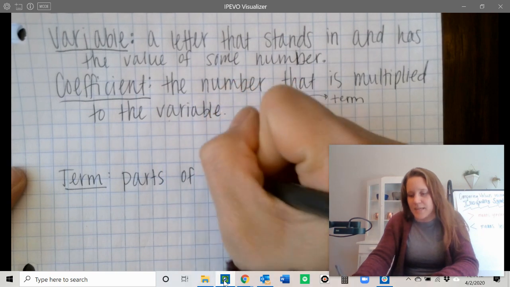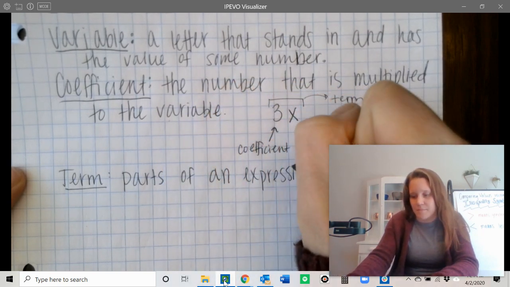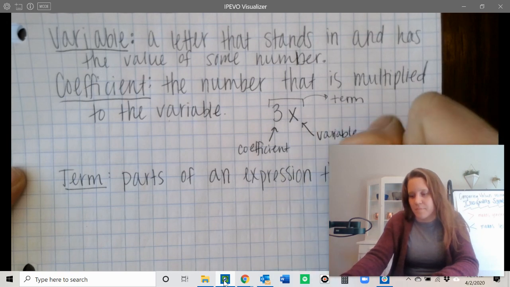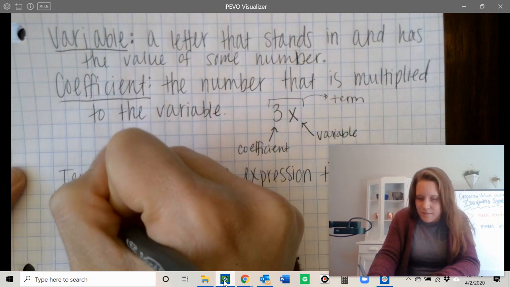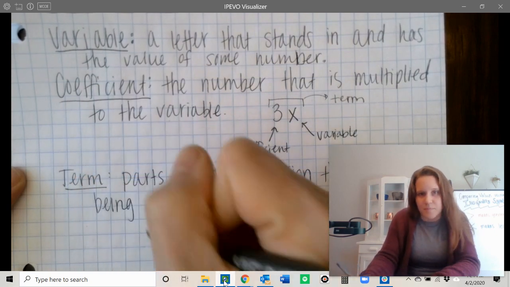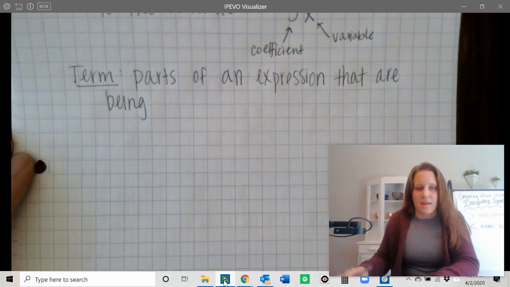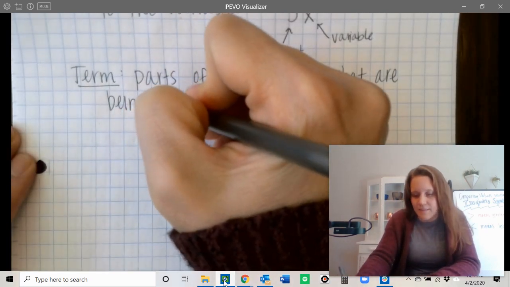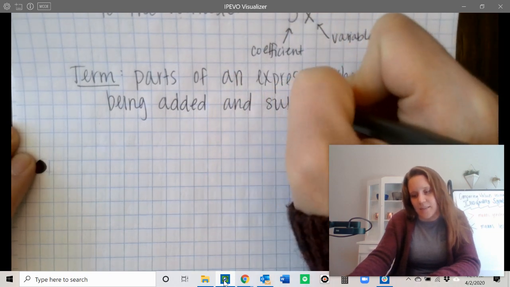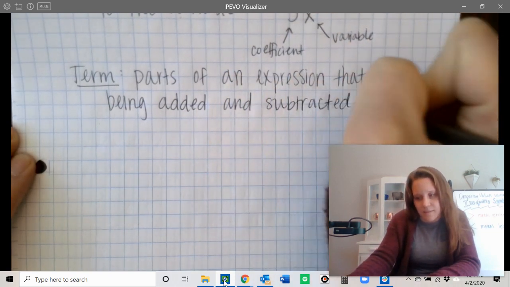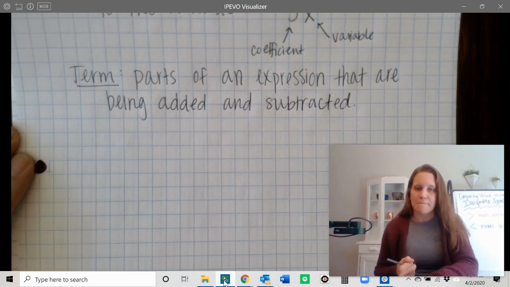Parts of an expression that are being, move up my paper, sorry team, that are being added and subtracted.